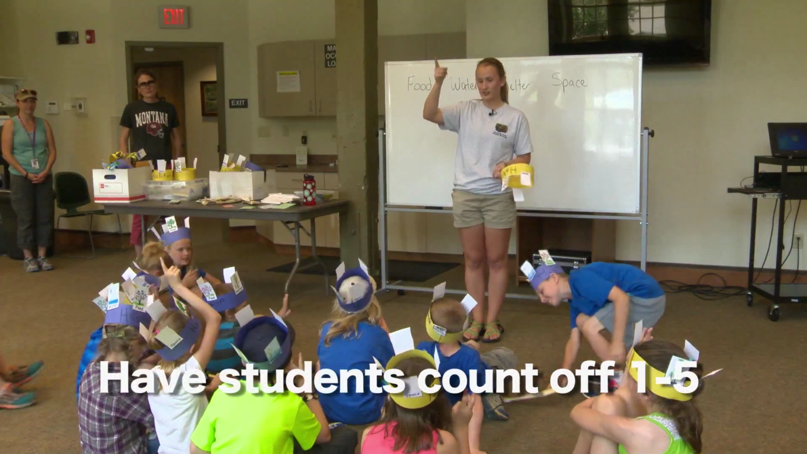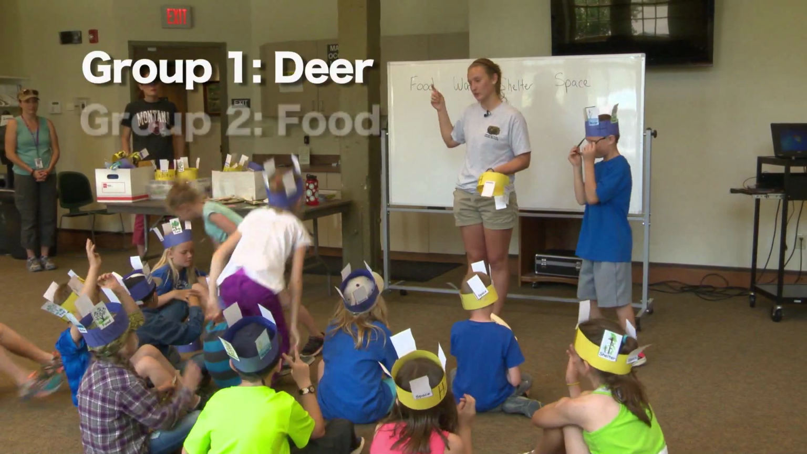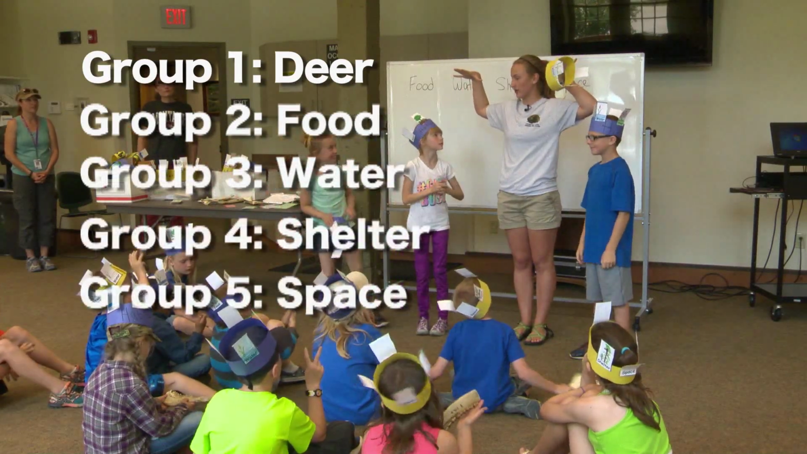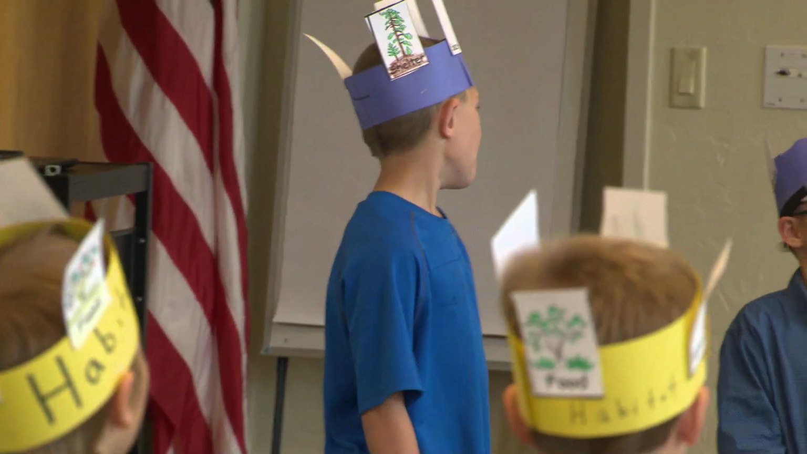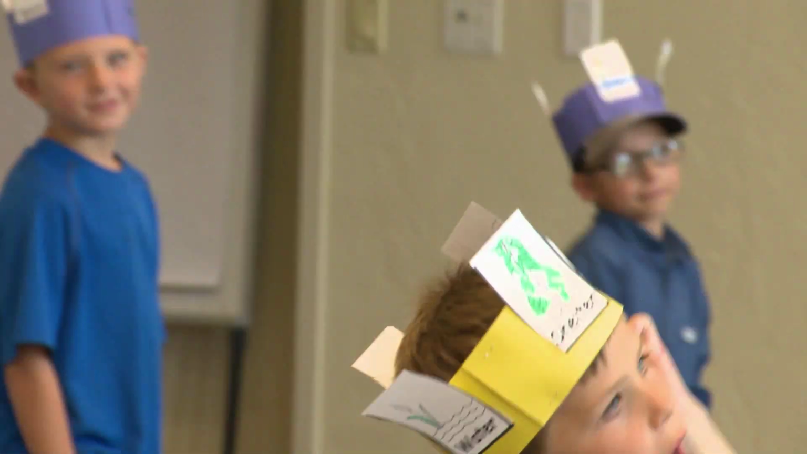To form the groups, have the children count off from 1 to 5. Those in the first group will be the deer. Assign the other habitat components to the other numbers. Position each child's headband so the picture of their assigned habitat component is showing in the middle of the forehead.